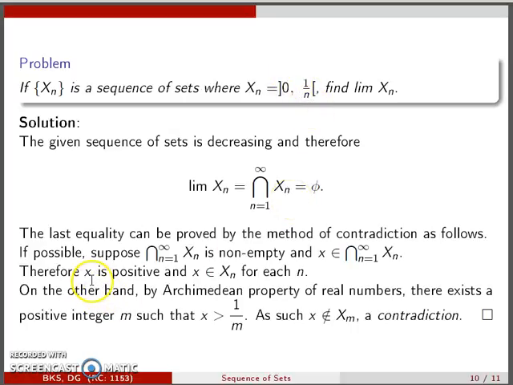Well, why? If possible, suppose it's not empty. And then x belongs to this intersection, say. Therefore, x is positive by definition, and x belongs to xn for each n. But the Archimedean principle of real numbers says that you will find a positive integer m such that x is greater than 1 over m, x being positive. This implies that x does not belong to xm, which is a contradiction because we have assumed that x belongs to each of these xm.